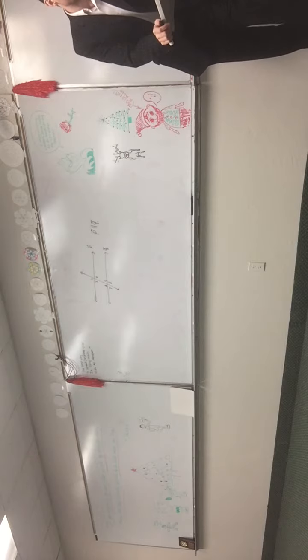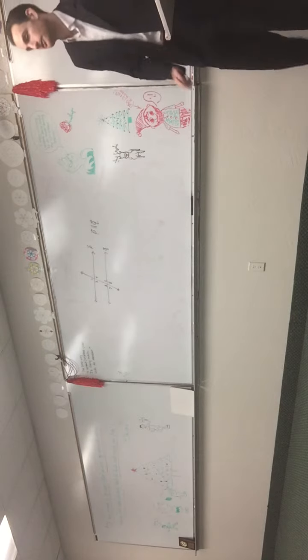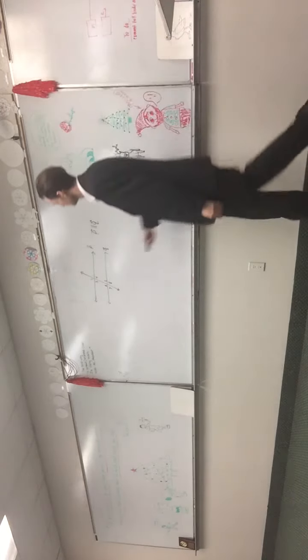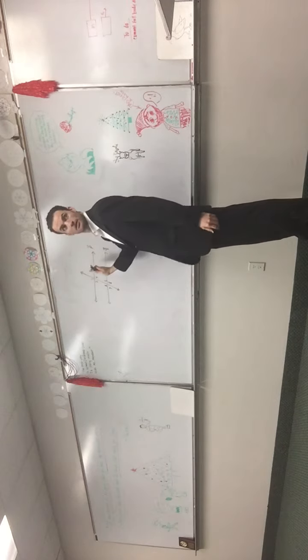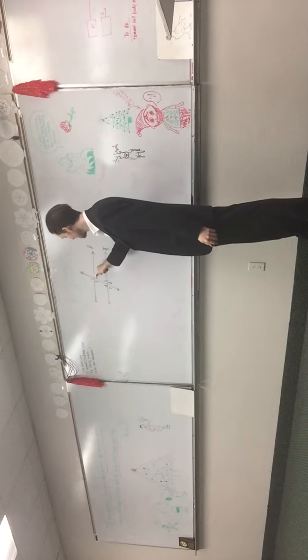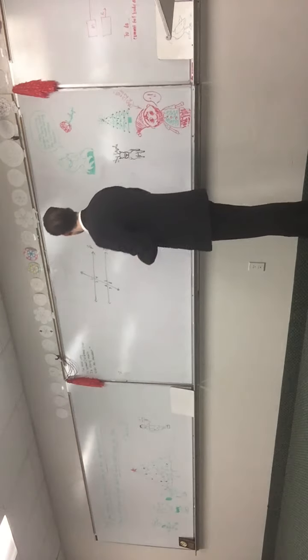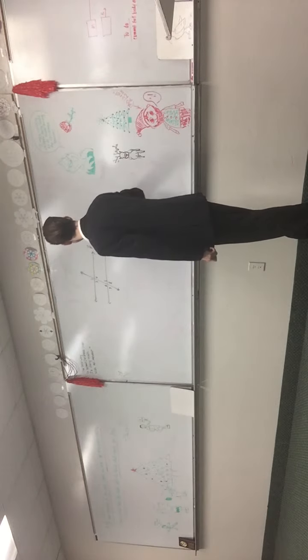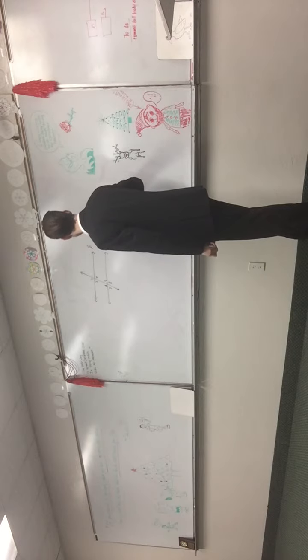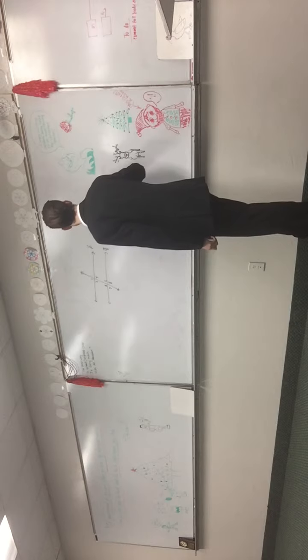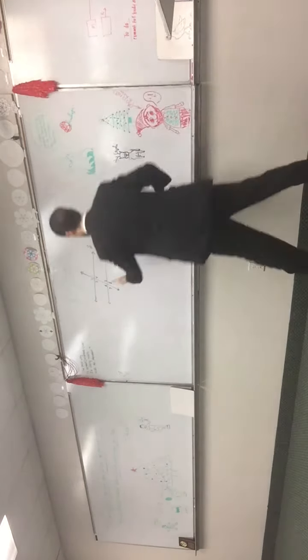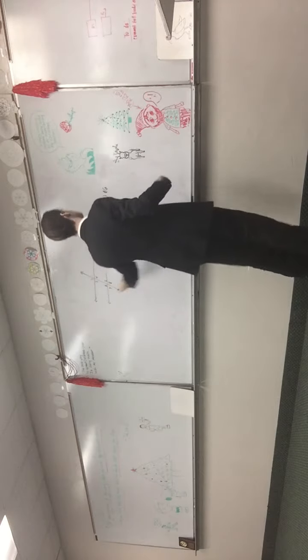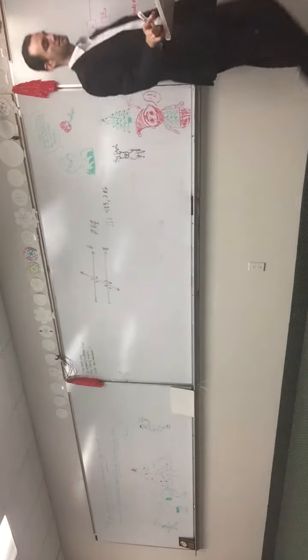What about same side interior angles? 4 and 5, 3 and 6. Same side of the line. Same side interior. I'll write these ones down because this is one we're less familiar with. Same side interior is 4 and 5 and 3 and 6. Right? They're on the same side of the line, but they're both interior angles.